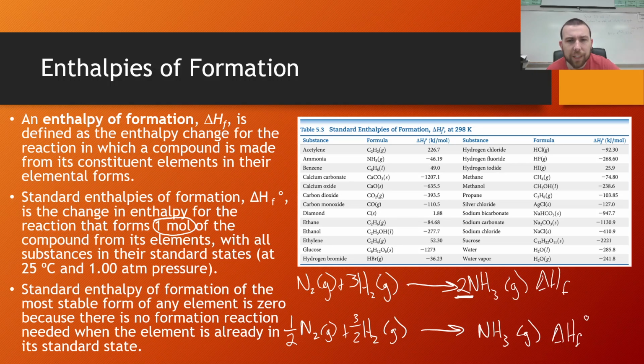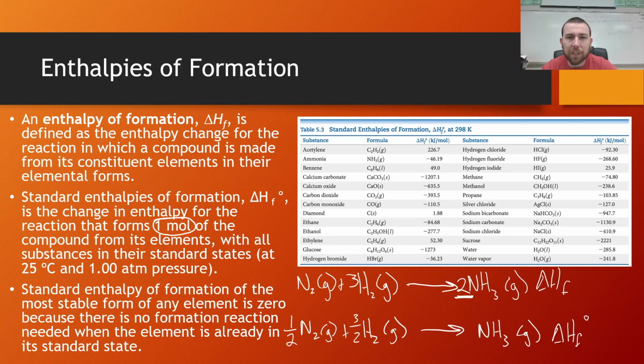So just to reiterate that last point there, the standard enthalpy of formation for the most stable form of an element is 0. And the reason for that, there's no formation reaction needed for an element that's already in its standard state, because that's how it naturally exists, right?